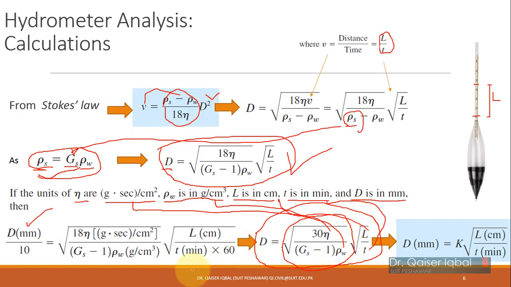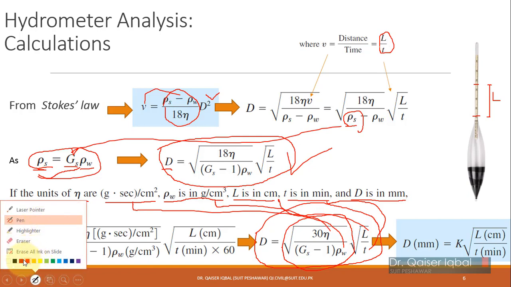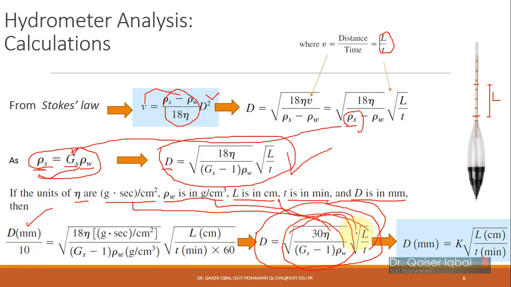So we will replace all these constants over here. You can see all these constants, we will replace them with the value k. So over here you can see that these are replaced with k, so k into L divided by T. This is what we have got, the simplified form of this equation. So we need to determine the value of k, L and T to determine the particle diameter in millimeter at given time t.